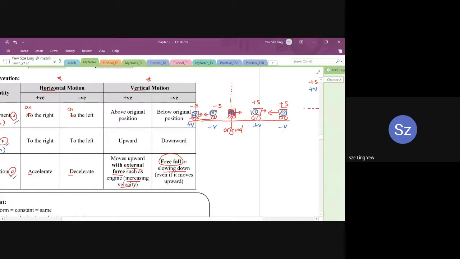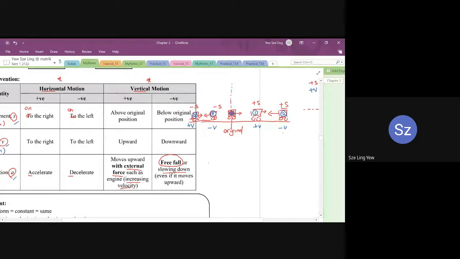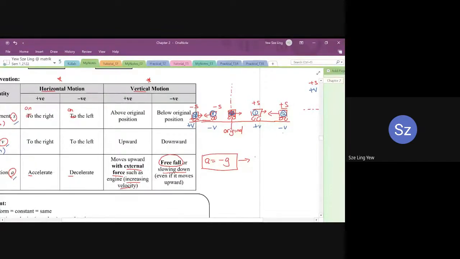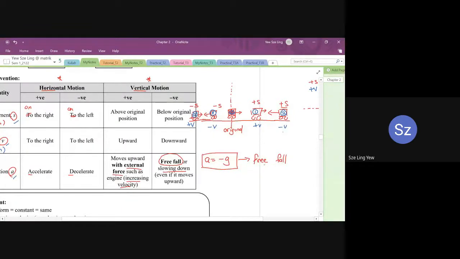In your syllabus, most of the time, we assume A equals negative g, because we just look at free fall situations. I think only once in your past exams you had to use positive A, because of a launching rocket, if I'm not mistaken. I have to check back your past years. But most of the time, we just use A equals negative g. Only if you have an external force that causes the object to move upwards do you have to think whether to use positive or negative. Otherwise, we assume the object undergoes free fall motion.